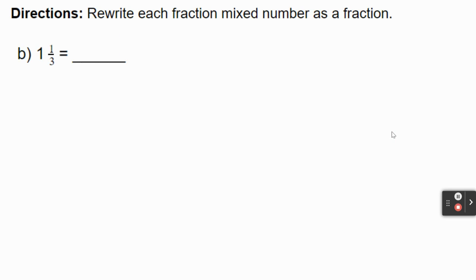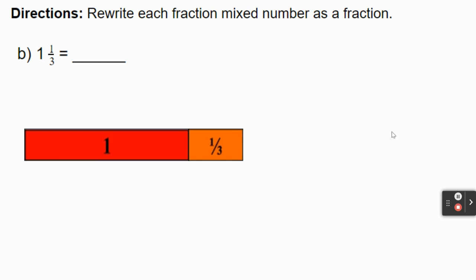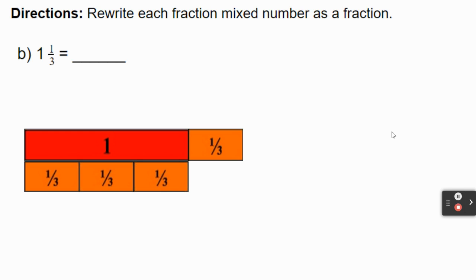Now we have 1 and 1/3. So we can represent that here by having 1 whole and 1/3 left over. We're going to use 1/3 size pieces and count how many we need to get to the end. We need 1, 2, 3/3 to make 1 whole, and a 4th third to get to the end. So we used 4 1/3 size pieces, which is 4/3.